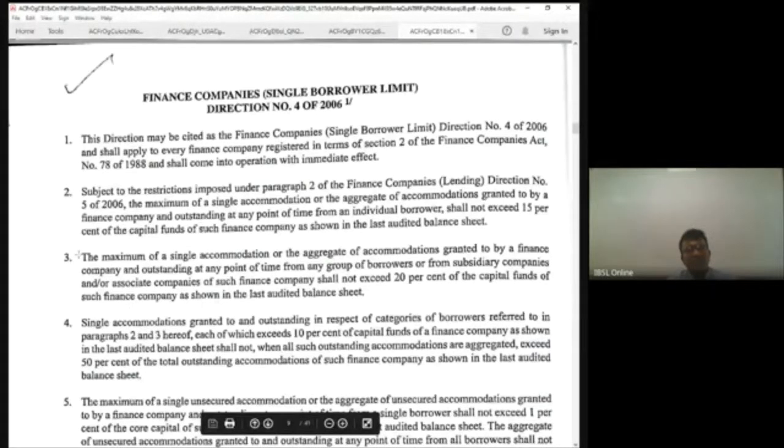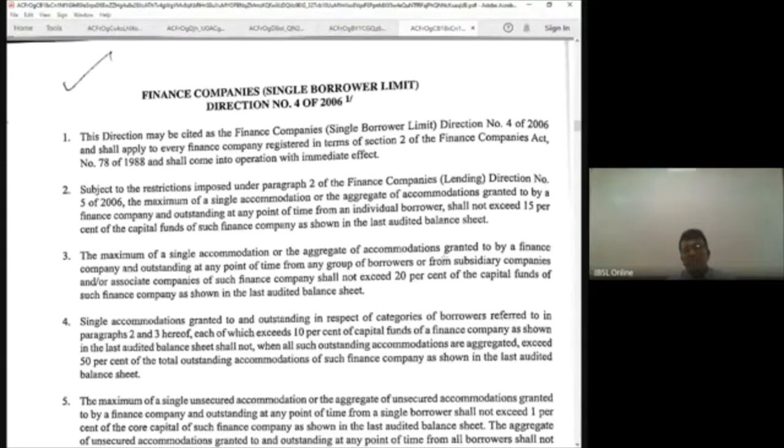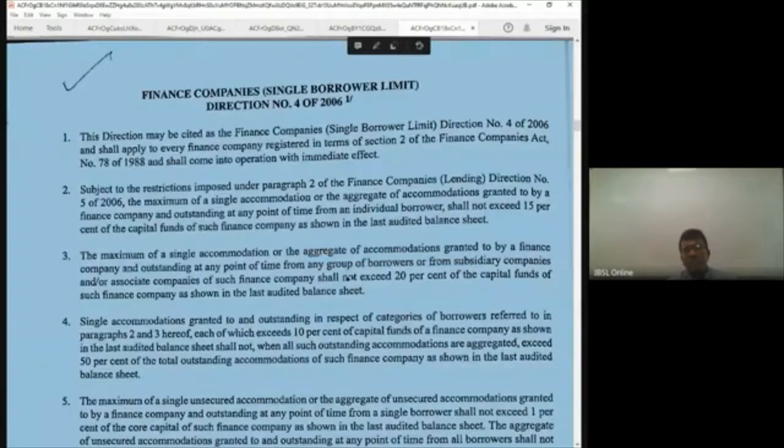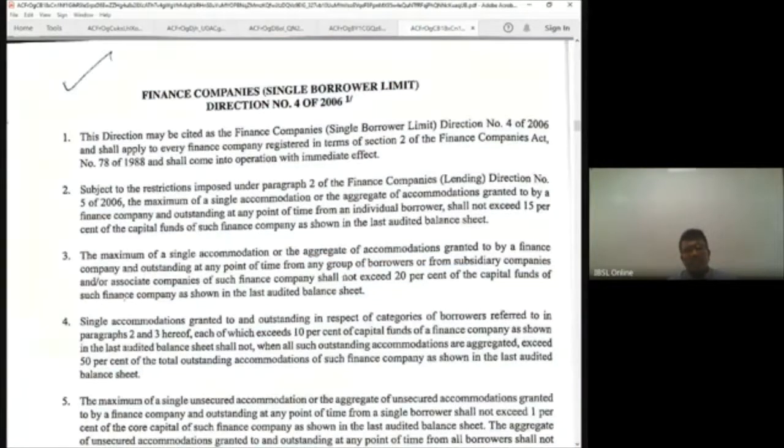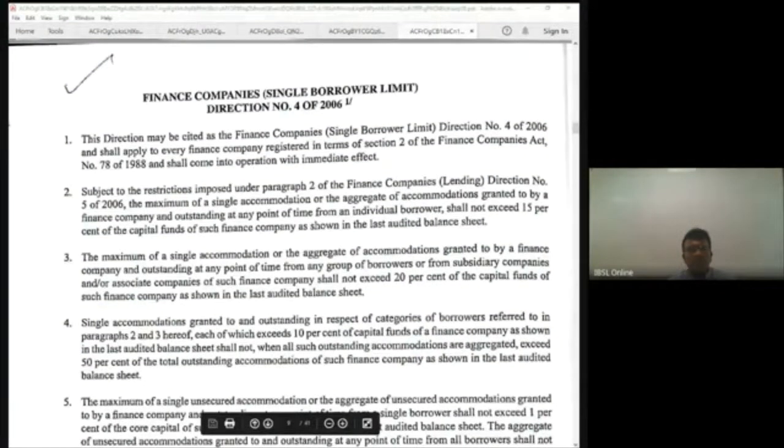Number 3, the maximum of a single accommodation or the aggregate of accommodations granted by a finance company and outstanding at any point of time to any group of borrowers, from subsidiary companies and or associate companies of such finance company, shall not exceed 20% of capital funds of such finance company as shown in the last audited balance sheet.